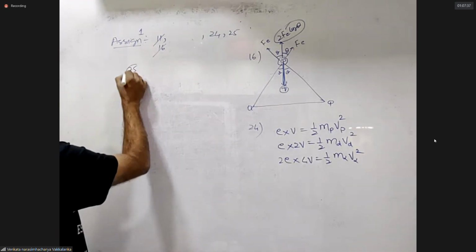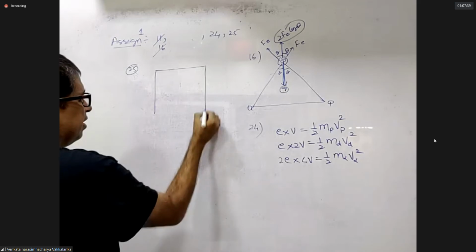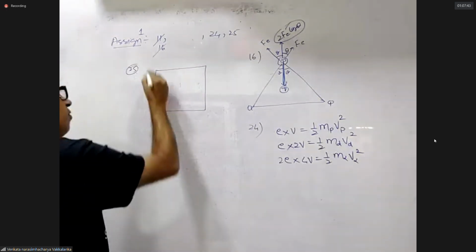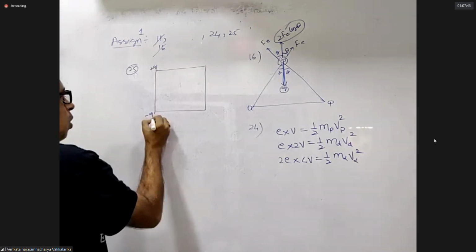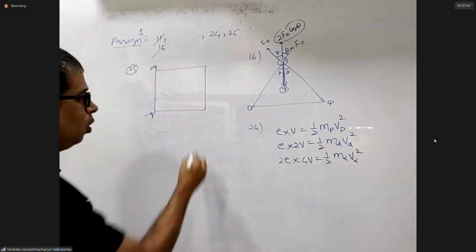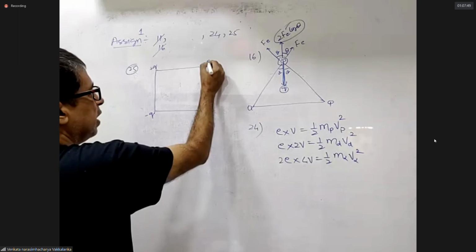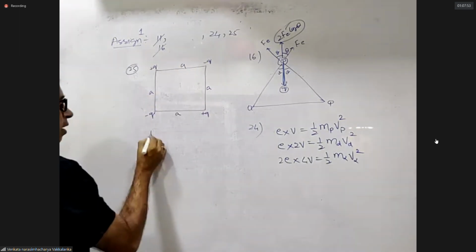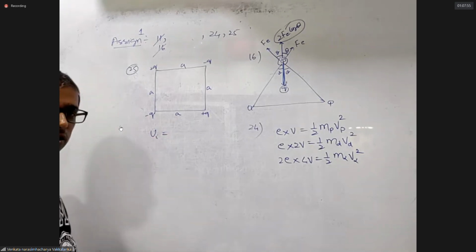Twenty-fifth is a very cheap trick played. There is no concept verified in that question, just confusing the student. Plus Q, minus Q, plus Q, minus Q. They are separated by a distance of a. Find out the initial potential energy.